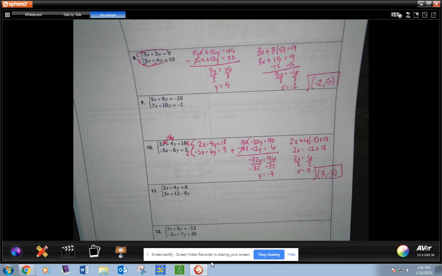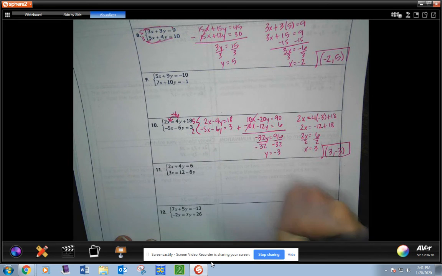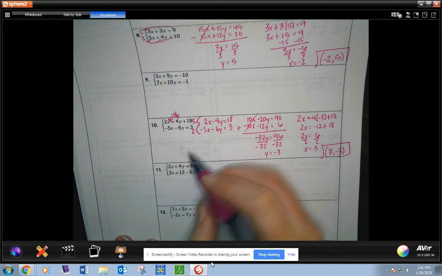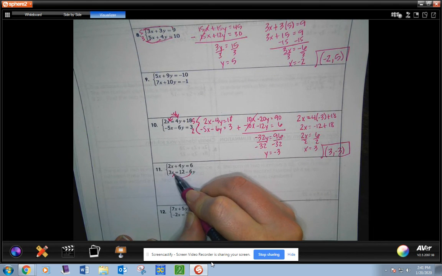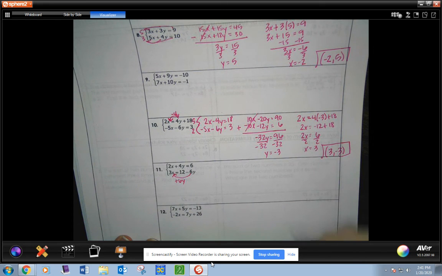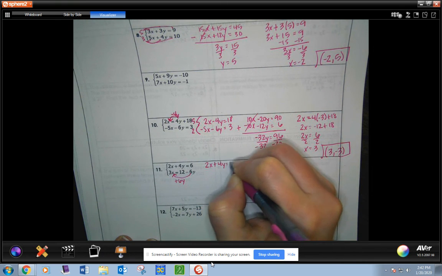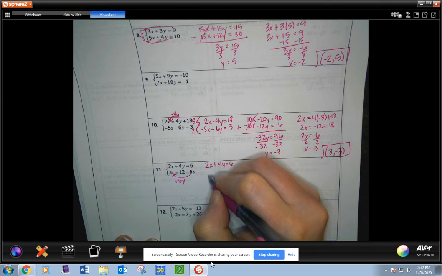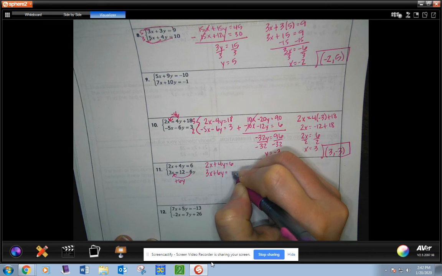Okay, the last one we're going to do is number 11, and then the rest are on your own. My x is above x, but my y is not above y. Okay, so the first thing we have to do, I have to get y all the way to this side of the equal sign. So I'm going to move the y over here. Since it's a negative 6y, we're going to add 6y. The top equation stays the same, 2x plus 4y equals 6. The bottom equation is going to change to 3x plus 6y equals 12.